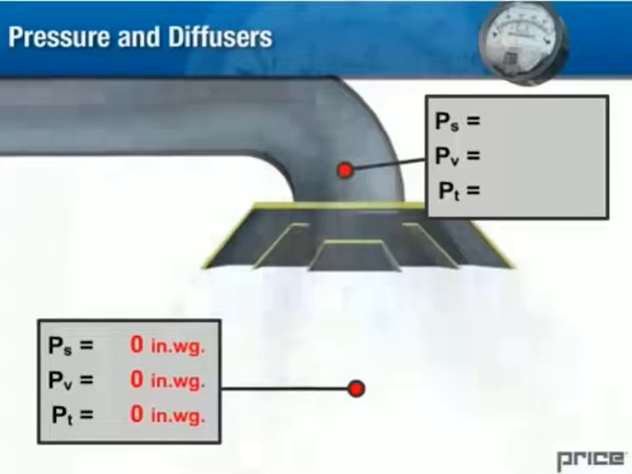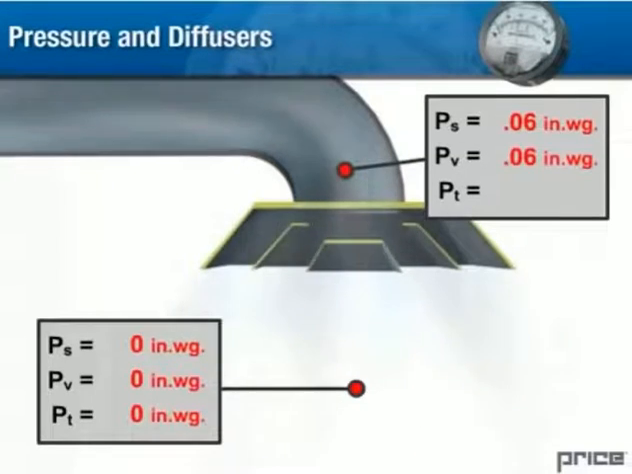In our example, we measure the pressure inside the neck of the diffuser and find the static pressure to be 0.06 inches of water, the velocity pressure to be 0.06 inches of water, for a total pressure of 0.12 inches of water. Whatever pressure we measure in the neck of the diffuser represents the pressure drop across the diffuser. In this case, we have a pressure drop of 0.12 inches of water.